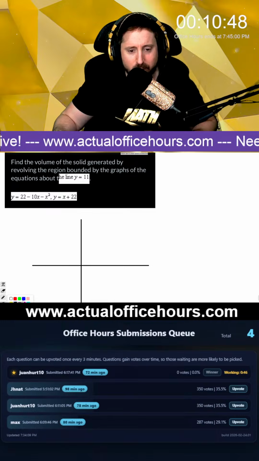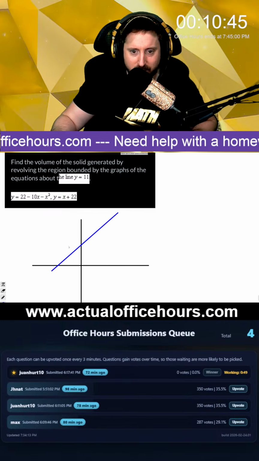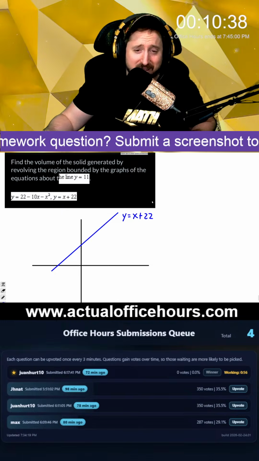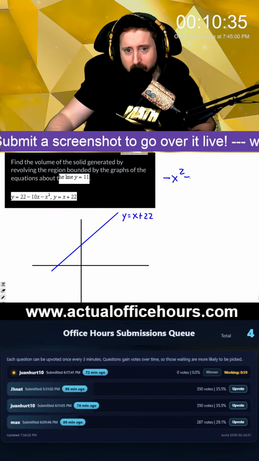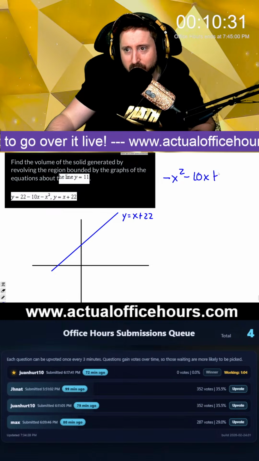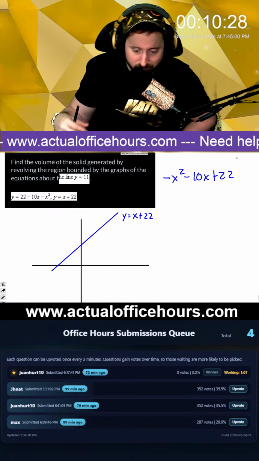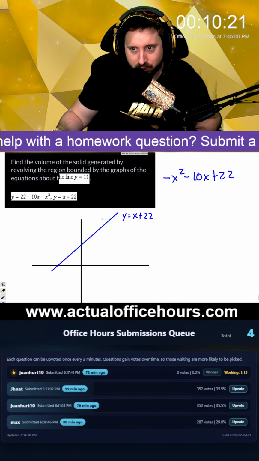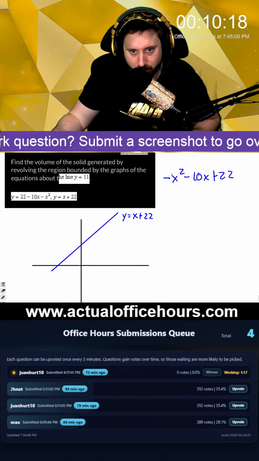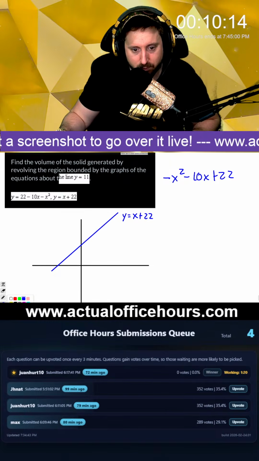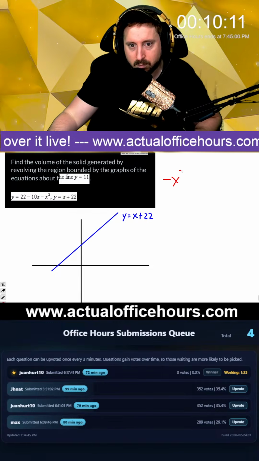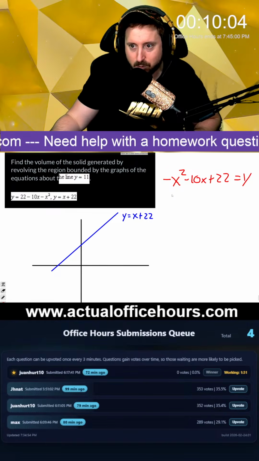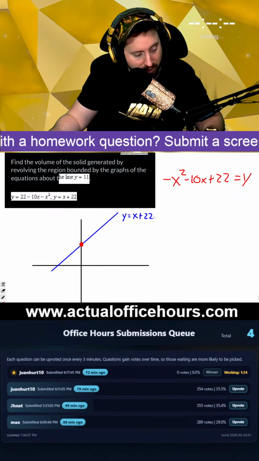Okay, y equals x plus 22. So that's going to be something like this. We'll say this is y is equal to x plus 22. And then you have 22 minus 10x minus x squared, so negative x squared minus 10x plus 22. Well, when x equals 0, this is equal to 22, right? Oh, so that's cool. So we already have one of the points. Sorry, let me rewrite this in red. That's equal to y, right? So when x equals 0, that's here. Cool, which actually does intersect with that one.